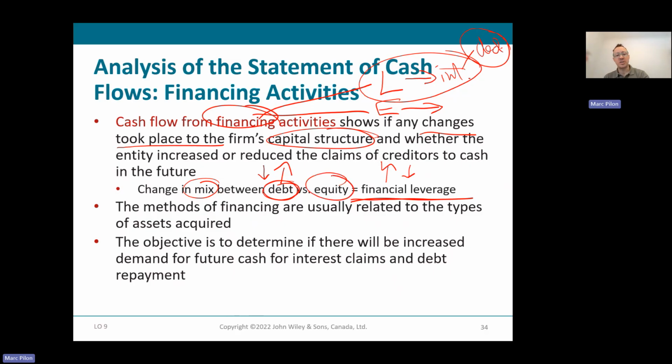And if I have a lot of equity and no debt, I've diluted the ownership. That means there's more owners. So normally the owners now don't want more owners. They want a healthy level of debt, deduct the interest, and maintain the ownership for their benefit, and they get a fuller share of the dividends. The objective is to determine if there will be increased demand for future cash in the interest. The more interest I have to pay, the riskier it becomes, the more I'm financially leveraged.